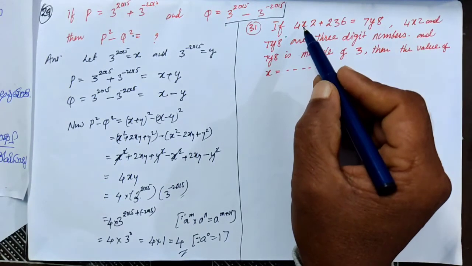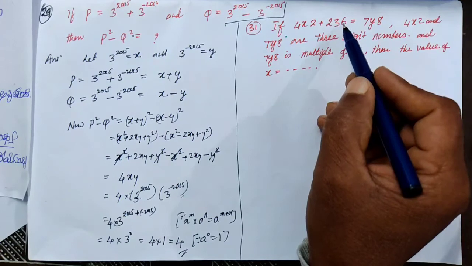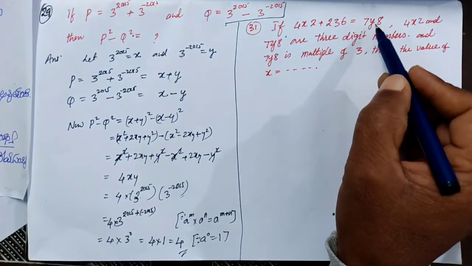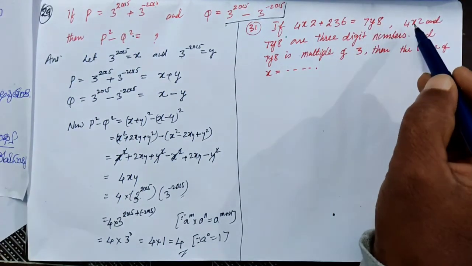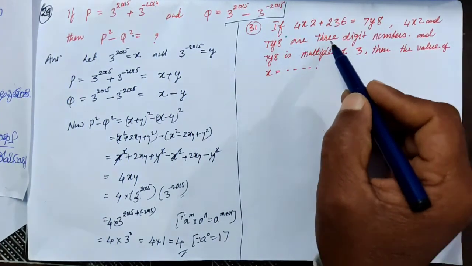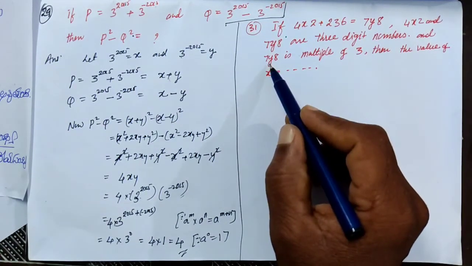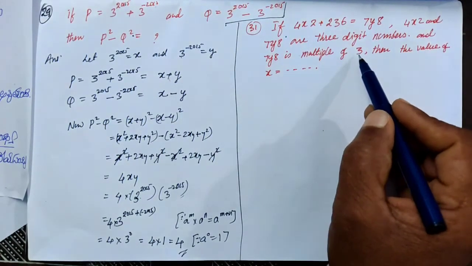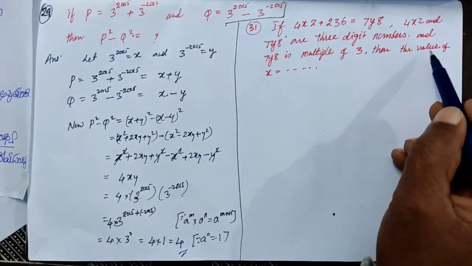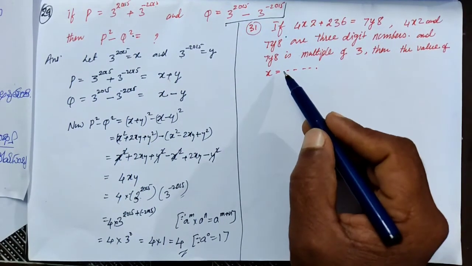Children, see the 31st question. If 4x2 plus 236 is equal to 7y8, and 4x2 and 7y8 are 3-digit numbers, and 7y8 is a multiple of 3, then the value of x is dash. So we have to find the value of x.